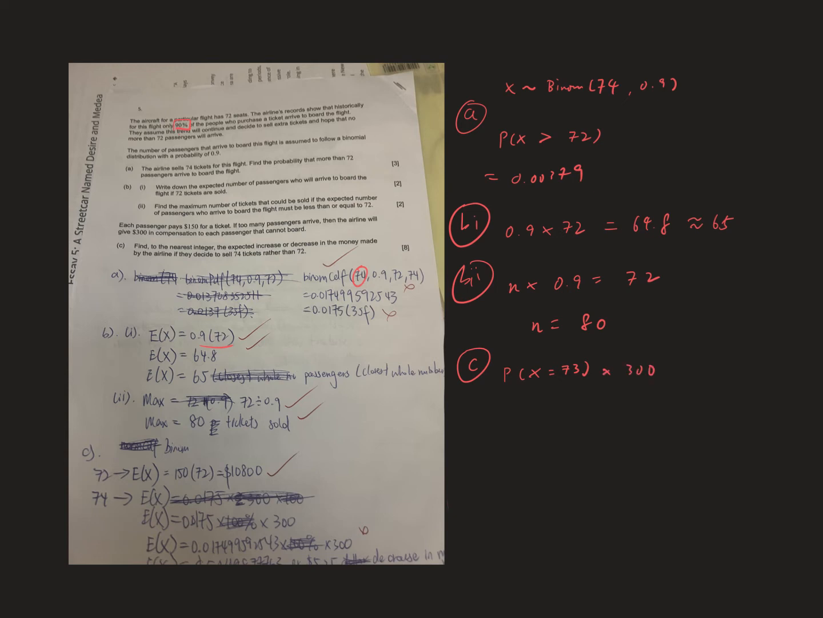Or the second part should be that both of them have arrived, right? We sell 74 tickets and 74 have arrived, but we can only accommodate 72 passengers. Therefore we have to pay an extra $600 for the compensation because both of them have arrived. This is the extra amount that the airline company has to pay.